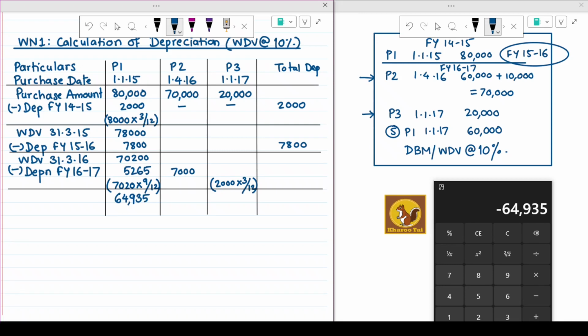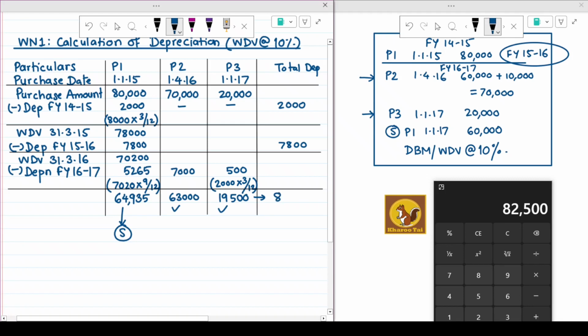Then the second asset, 70,000 minus 7,000 is 63,000, and 20,000 minus, we have to do this, 2,000 divided by 4,000 into 3 divided by 12, or directly divided by 4, that is 500. So 20,000 minus 500 is 19,500. And we are going to sell off this asset, right? So in WDV, we will take just this and this value. The total is 63,000 plus 19,500.